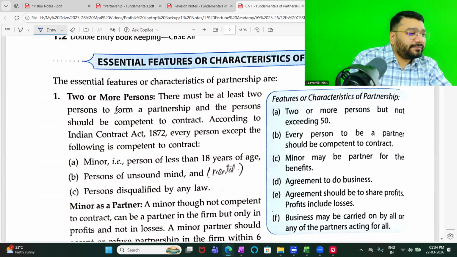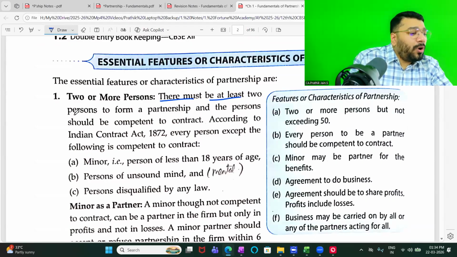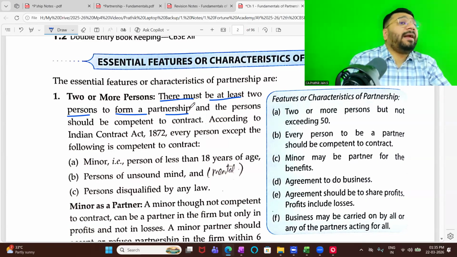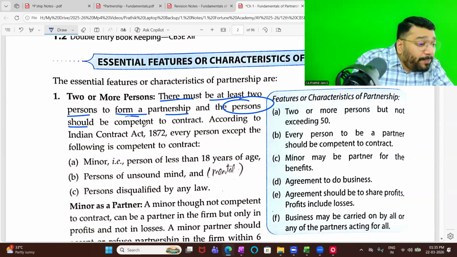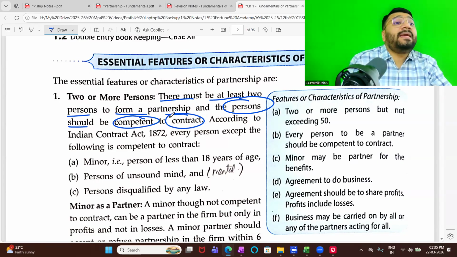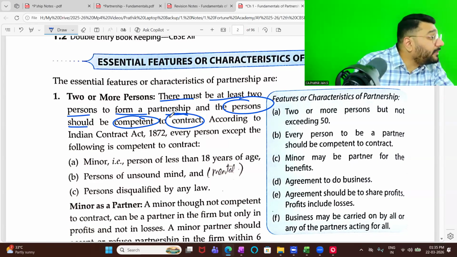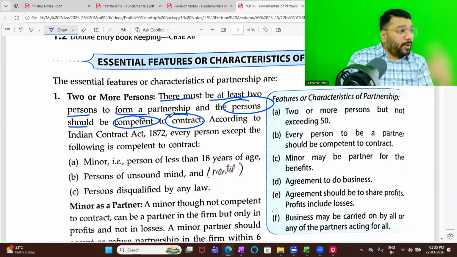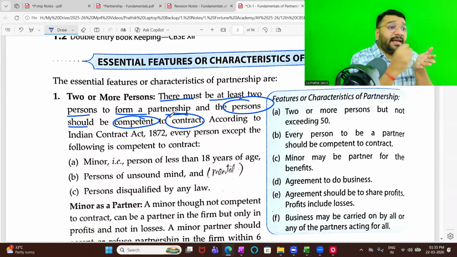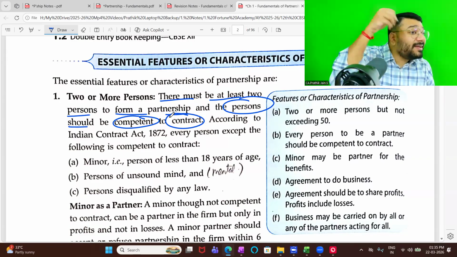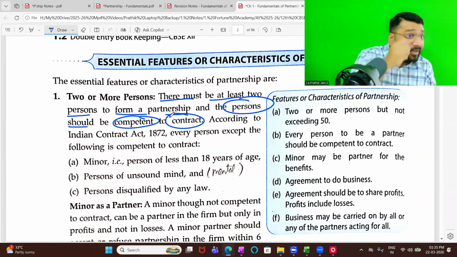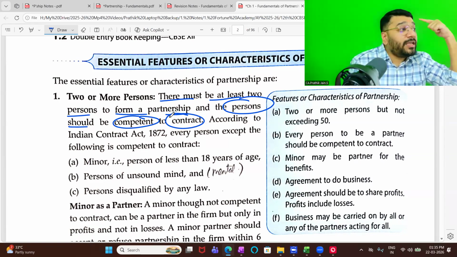This is last year's PDF. There must be at least 2 or more persons to form a partnership business, okay? And the Indian Partnership Act 1932 says that the person who is coming as a partner should be competent to contract. Means what? He should be capable of signing a contract. Correct? Because if you and I do a partnership, we'll create agreements, and the agreement has to be signed. So the person who is signing the agreement should be competent to contract. Means he should be aware of what he is signing. Got it, not got it?